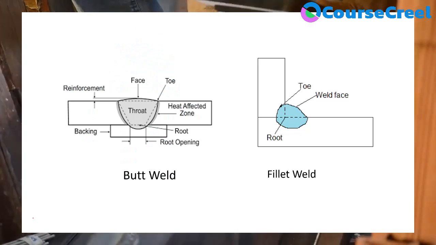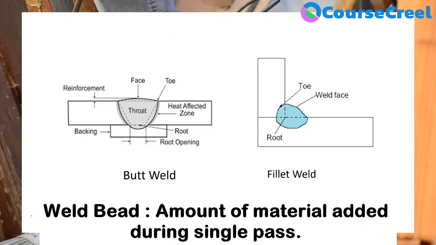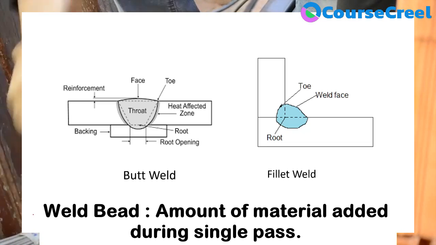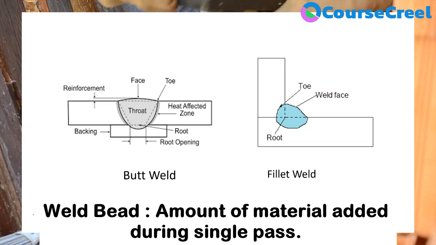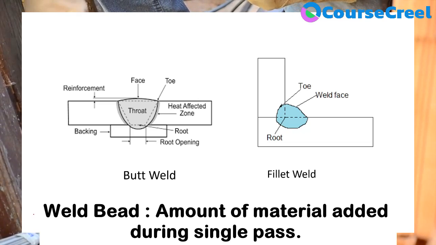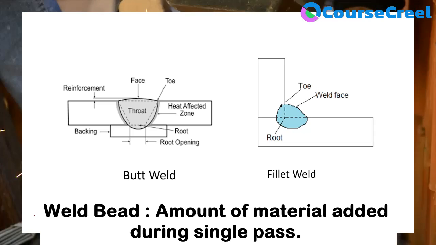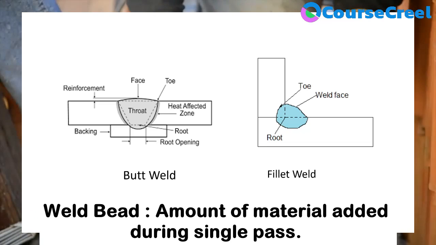Now the next term is bead, or it is called weld bead. We can define the weld bead as the amount of material added into the workpiece during a single pass. The bead is considered separate from the base metal, and it is added during a single pass.